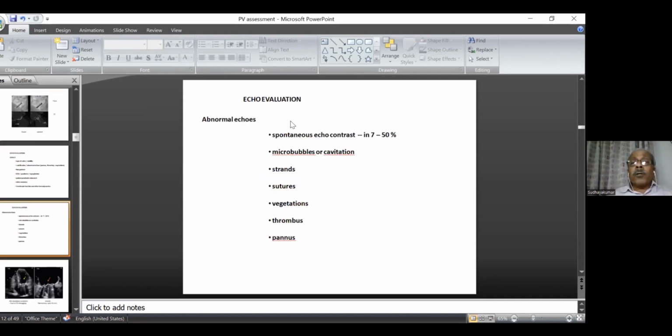Now, what are the abnormal echoes? Spontaneous echo contrast is seen normally in 7 to 50% of cases of varying extent, especially when you do TEE. The others are microbubbles or cavitation, strands, and sutures may be seen. These things are very important. Then vegetations, thrombus, pannus. I will discuss a few of these things.